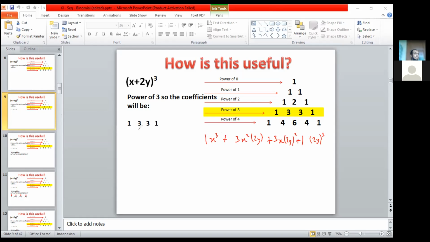And you can do it like the example in this PowerPoint, which is step by step. You consider the powers first, and then you multiply by the coefficient, or you can do it directly by putting it in the same place. So in the end, you will get the same thing: x cubed plus 6x squared y plus 12xy squared plus 8y cubed.